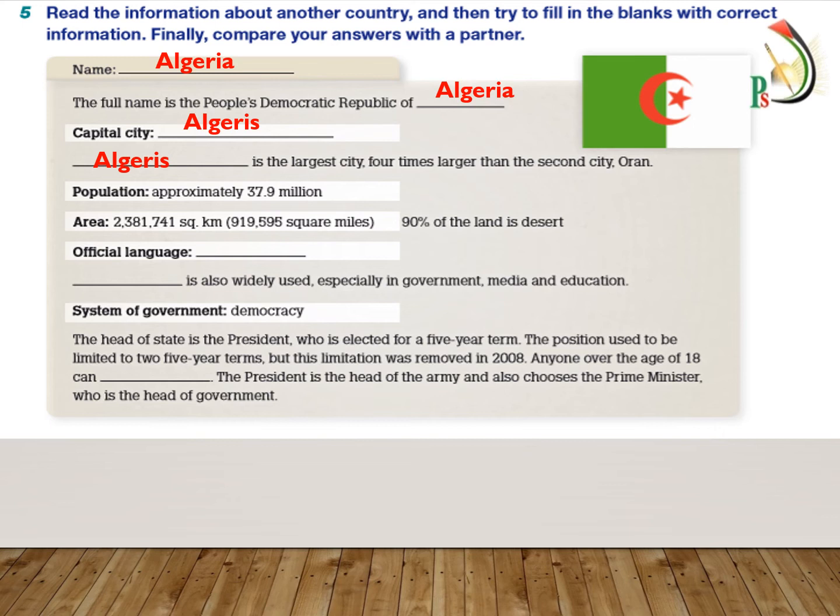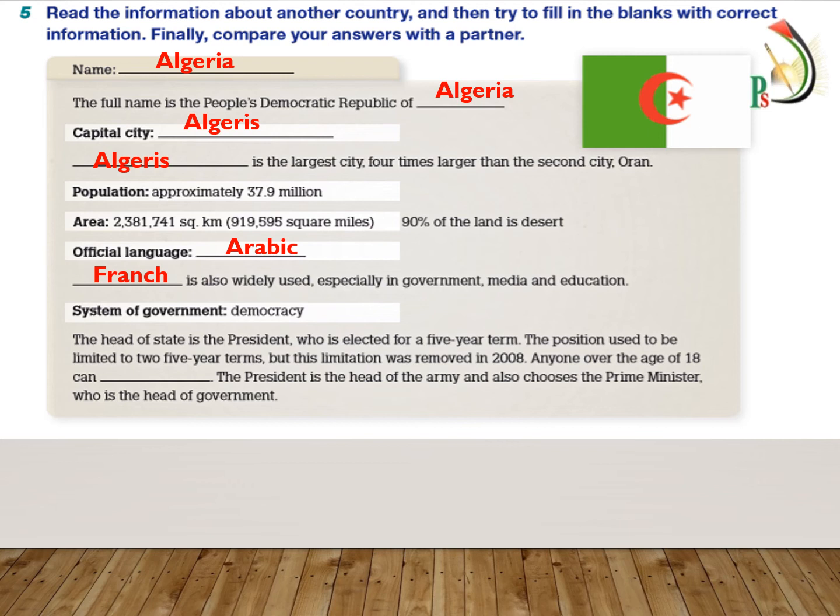Population, approximately 37,900,000. Area, 2,381,741 square kilometers, 919,595 square miles. 90% of the land is desert. Official language, what is the official language? Arabic, yes. French is also widely used, especially in government, media, and education.